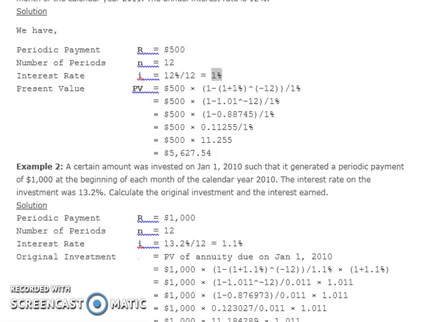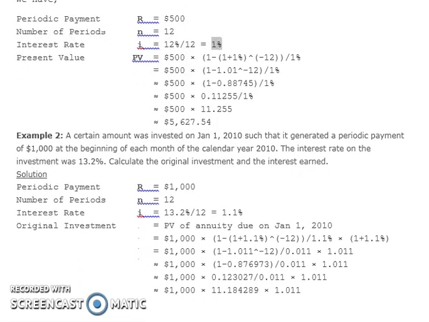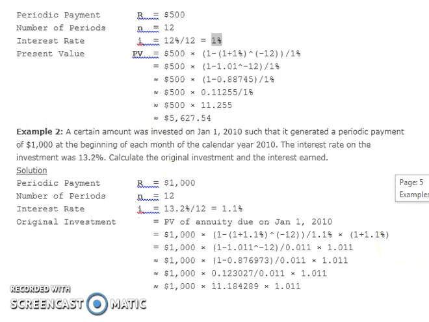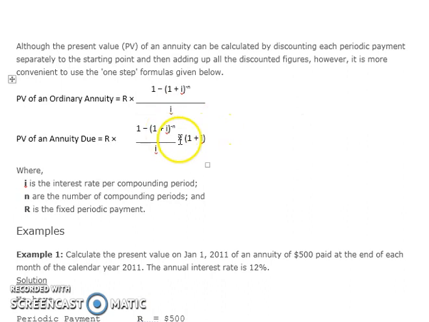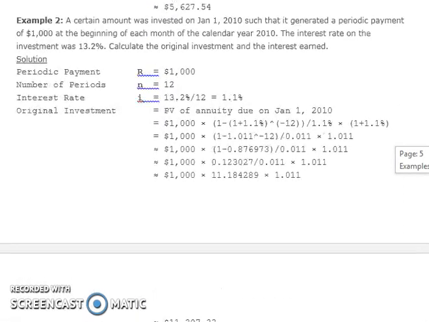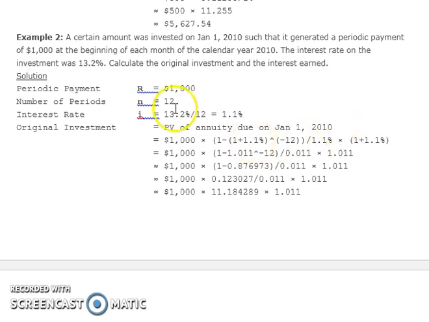Now in the second example, we invested on January 1st. What does this show? It shows that we are investing at the beginning. In this case we are dealing with the present value of an annuity due. There is no difference, except that in the formula we multiply the factor by 1 plus I. Now we put all the values in the formula.